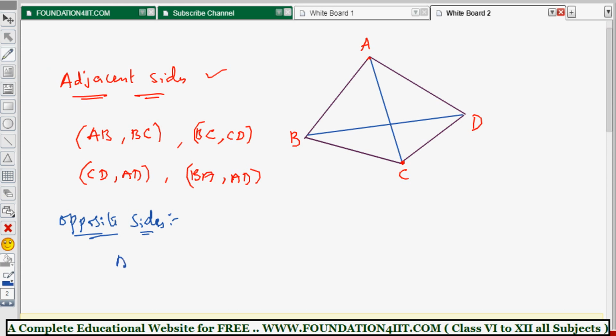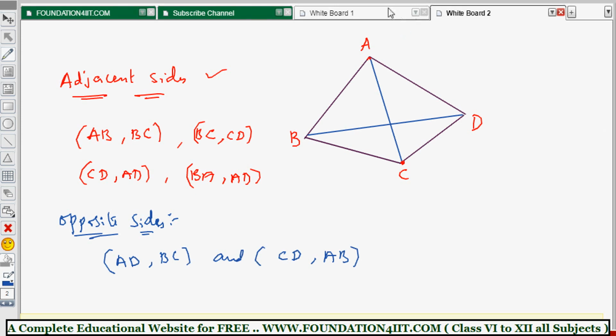Here AD and BC are the opposite sides, and CD is one line segment and AB is another line segment. There is no common endpoint, so you can say that they are the opposite sides. So in this given quadrilateral, AB, CD and BC, AD are the two pairs of its opposite sides. Now adjacent angles. So this is about adjacent sides and opposite sides.